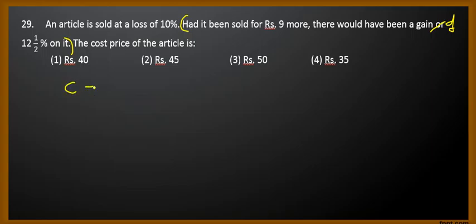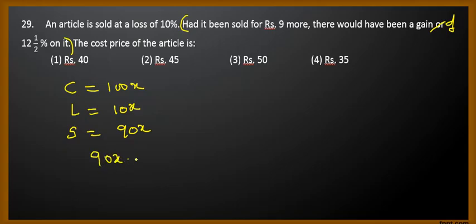Assume the cost price as 100x. What is the loss? 10%, which is nothing but 10x. Then the selling price equals 90x. This is the actual information. What is the condition given? Had it been sold for 9 rupees more, instead of 90x, if he had collected 9 rupees more on 90x, so 90x plus 9, which is equivalent to what he said, he would have gained 12.5%. So on the cost price, which is 100x, he would have gained 12.5x.